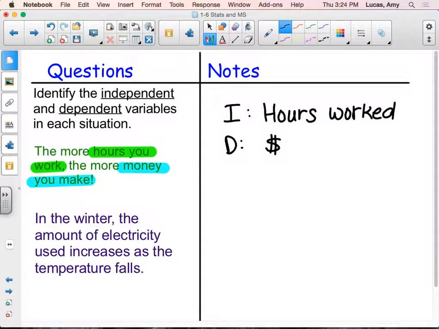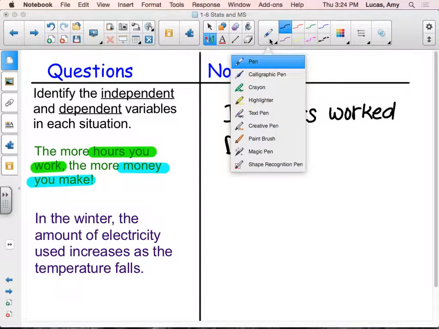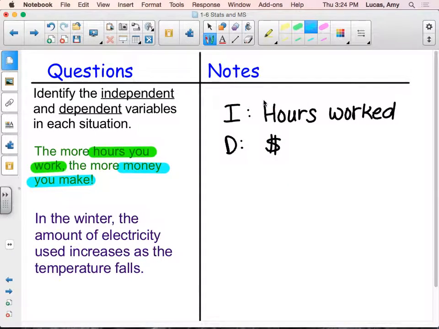All right. In the winter, the amount of electricity used increases as the temperature falls. So in the winter again, now we've got the amount of electricity used. So electricity used increases as the temperature falls. So our variables are the electricity use and the temperature. Independent, dependent. What happens first? First, are you using the electricity, or first does the temperature fall?